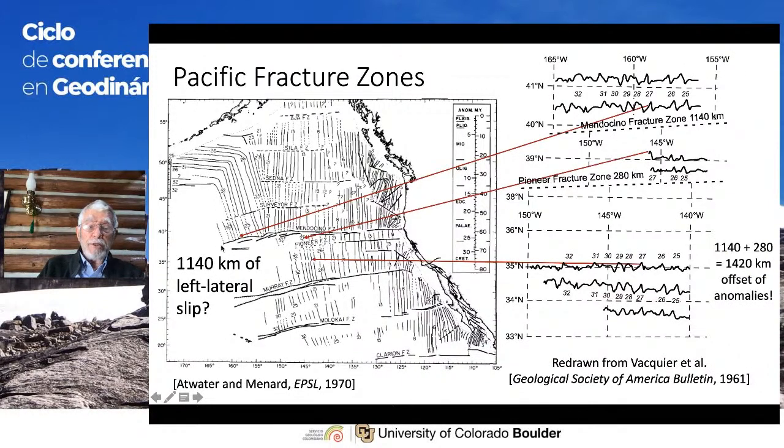So is this saying that you have 1,140 kilometers of left lateral offset across here? This is an undeniable, inescapable conclusion from the point of view of how geologists saw the world in 1961.